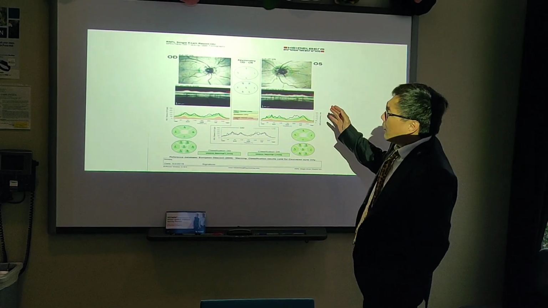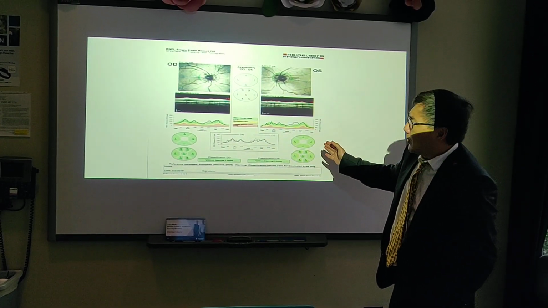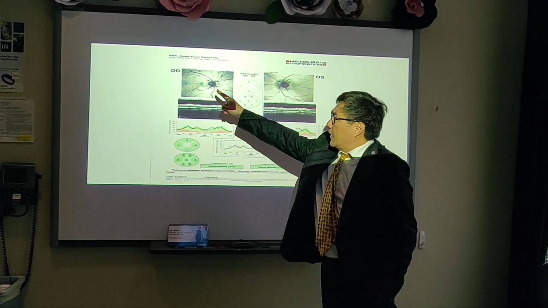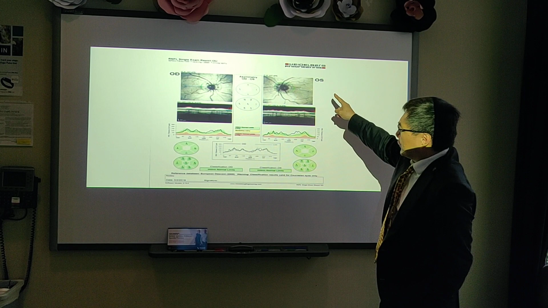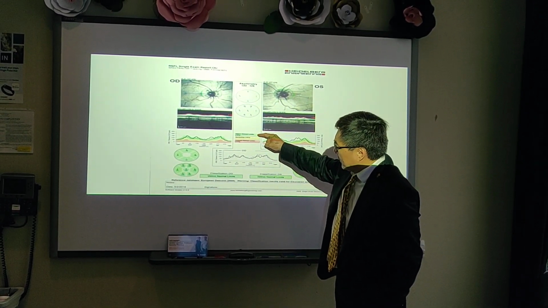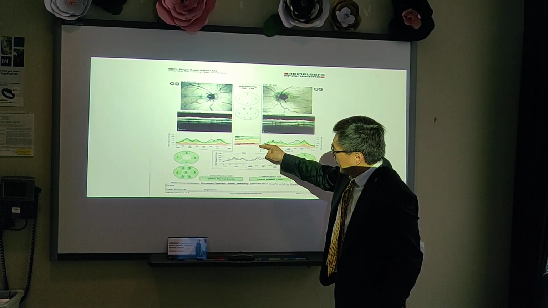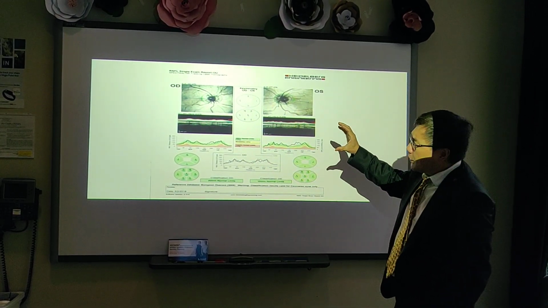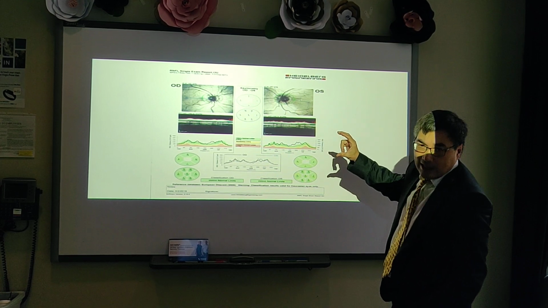So today we're going to talk about how we use the OCT in neuro-ophthalmology, and by convention, the OD, the right side, and OS on the left side. And there's this wonderful little color coding here. Green is good, yellow is borderline, and red is bad, obviously. And what we're measuring here is peripapillary retinal nerve fiber layer thickness.